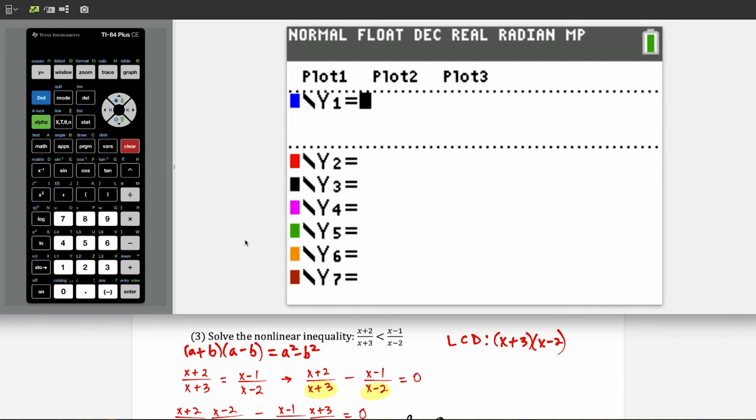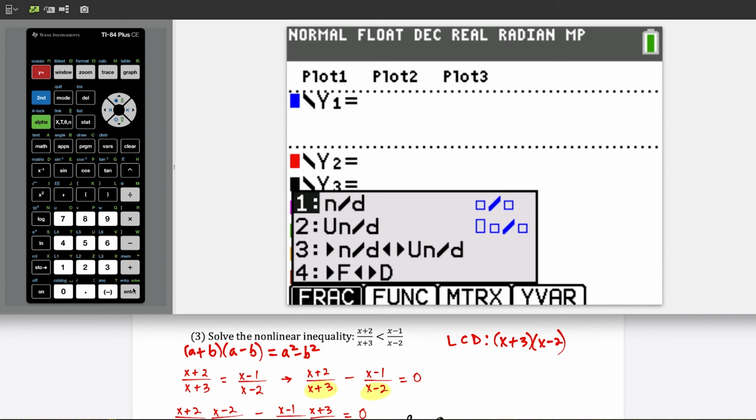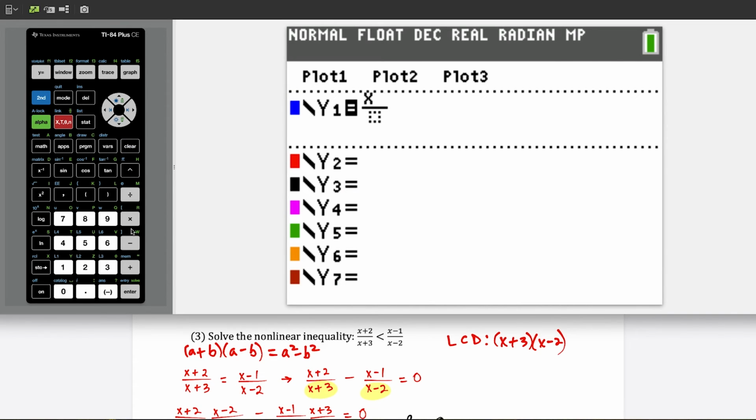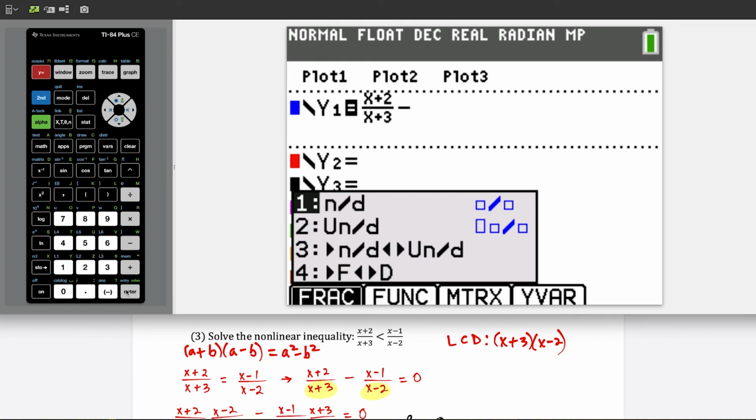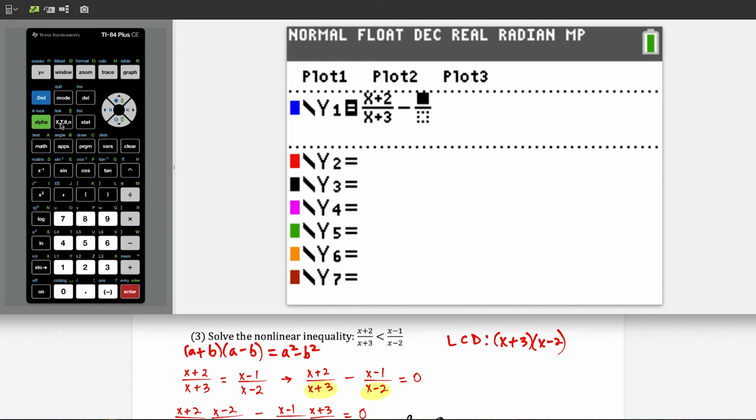This one is a little bit trickier to check. So what I'm going to do is subtract that fraction to the other side. I'm going to type this in the calculator as x plus 2 over x plus 3. Then we hit the right arrow to get out of this, minus, and then I'm subtracting x minus 1 over x minus 2. So I'm going to press alpha y equals enter to pull up a blank fraction. We have x minus 1 over x minus 2, and we will compare the graph to our solution set.